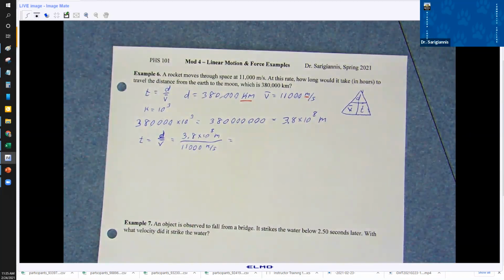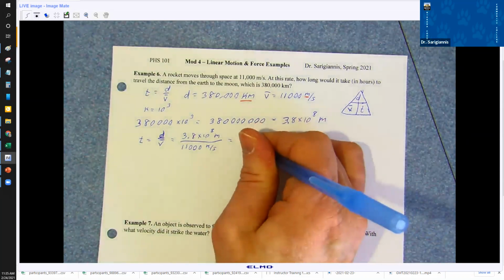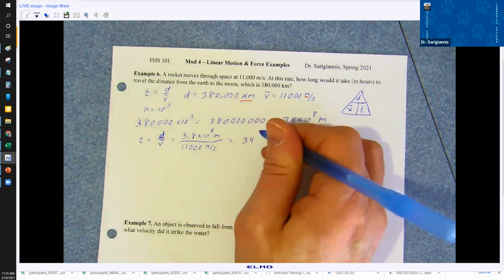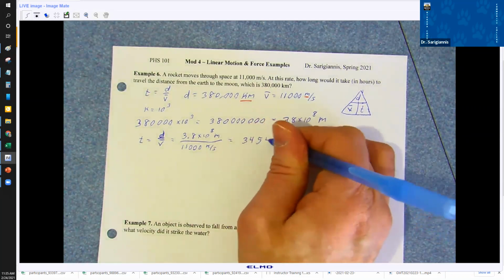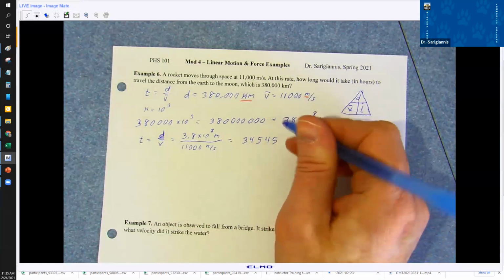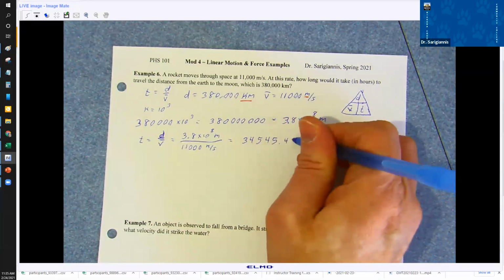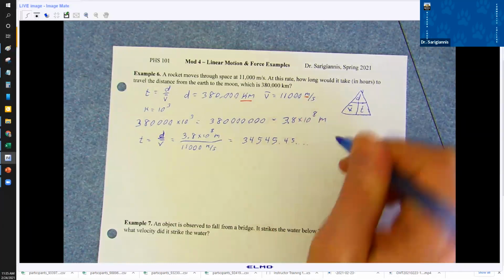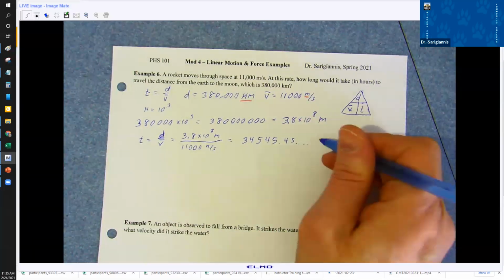And this is going to give us a pretty repeating value. So we've got 34,545.45... It just continues to repeat. Seconds.